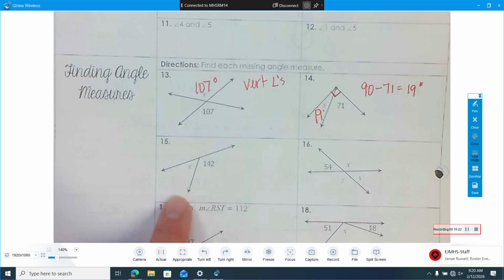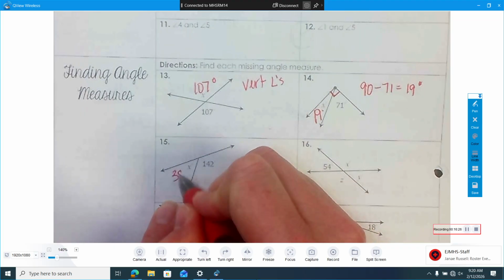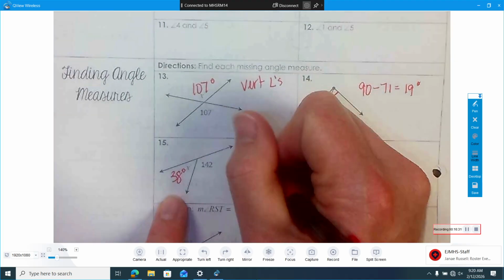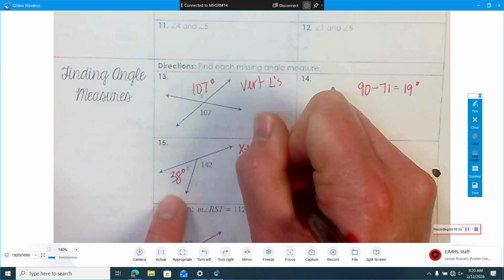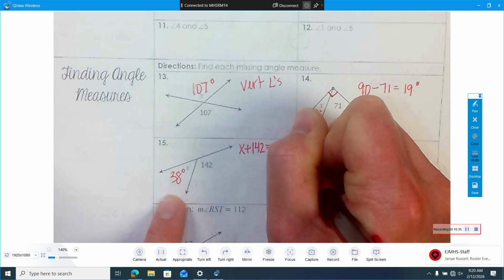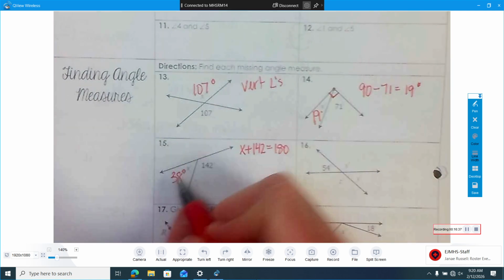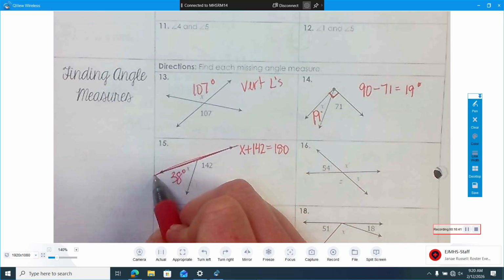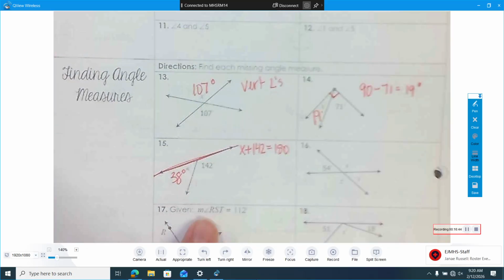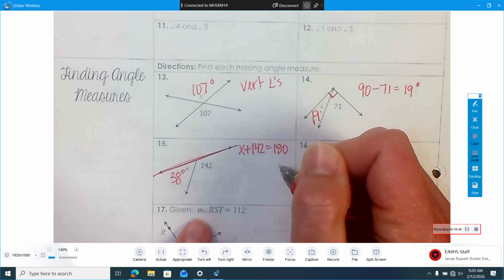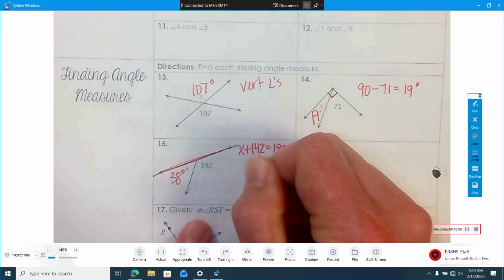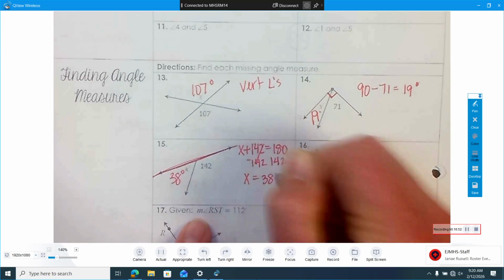What about number 15 here? So how'd you get 38? It adds to 180, sure. X plus 142 should add to equal 180 degrees because they are on that straight line. So you can add them together and they should equal 180. Of course, if we subtract the 142, we would get X equals 38.